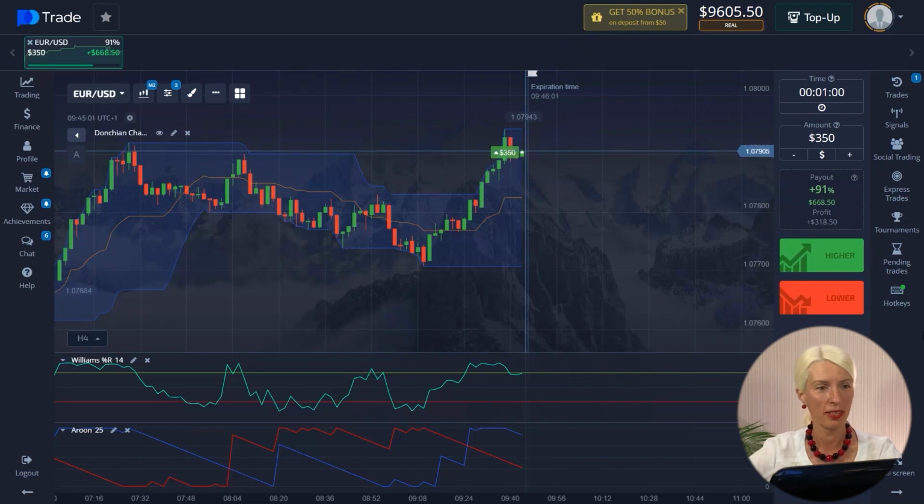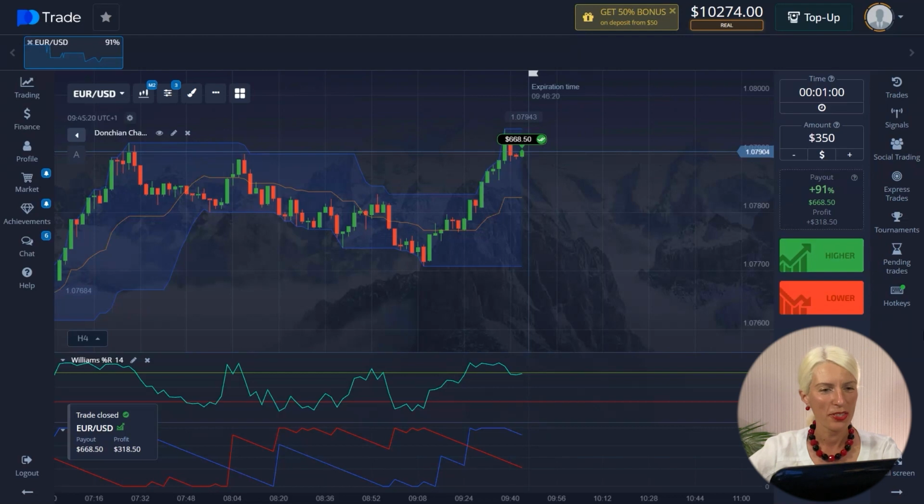According to the Japanese, the specific color and body size of such a candle does not play a special role. The main thing is the lower shadow, which is much longer than the body. This is the difference between takuri and marubozu. The shadow is equal to the length of the body. And now another trade has ended and we added $318.5 to our account. Let's continue.